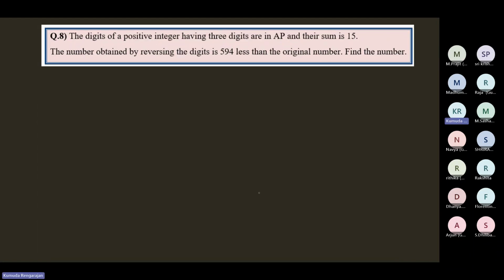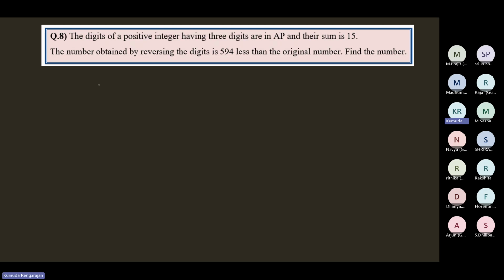The digits of a positive integer having 3 digits are an AP. So a positive integer, its digits are an AP, and it's a 3-digit number. It's given there. The number is a positive integer. It has 3 digits. And the digits are an AP.